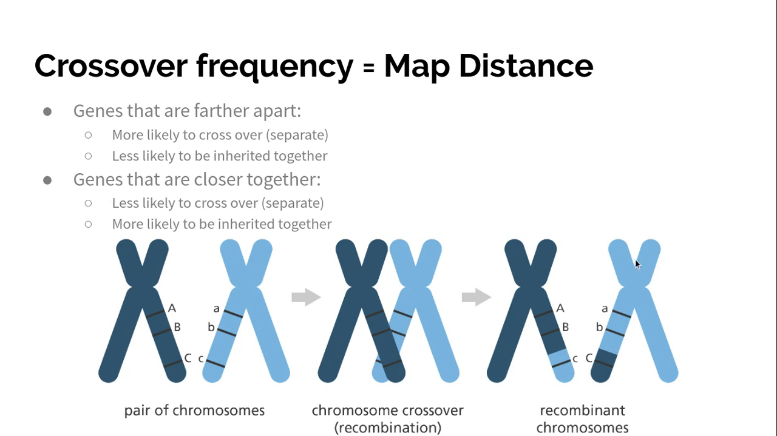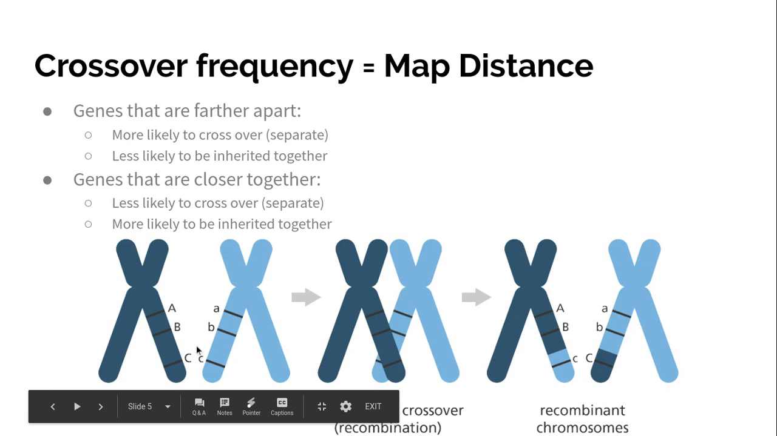The further the genes are apart, the more likely they will separate. So big A and big C over here are quite a distance apart. Keeping them together during the process of crossing over is very unlikely because they're too far apart. And that's what we see here. A and B are fairly close in state, but between C recombination occurred here.